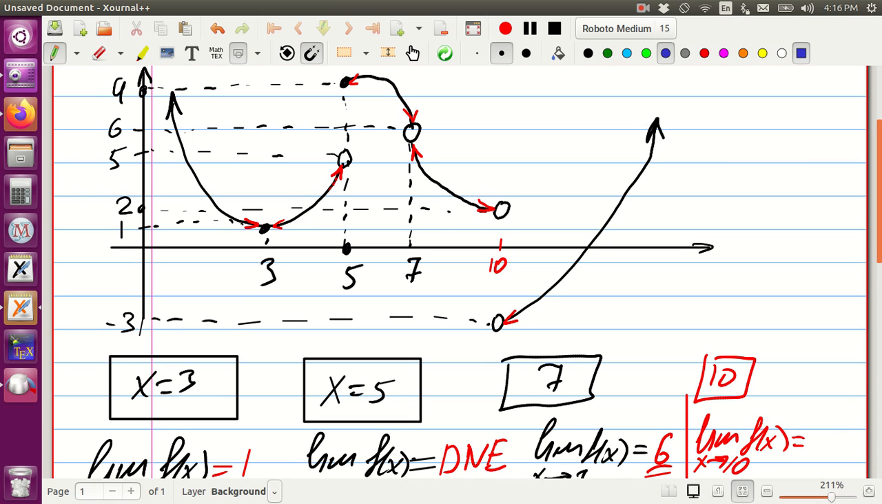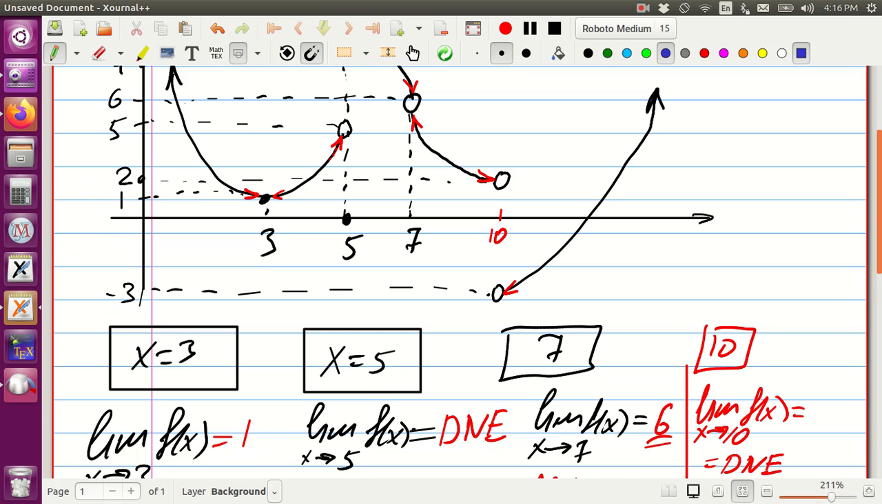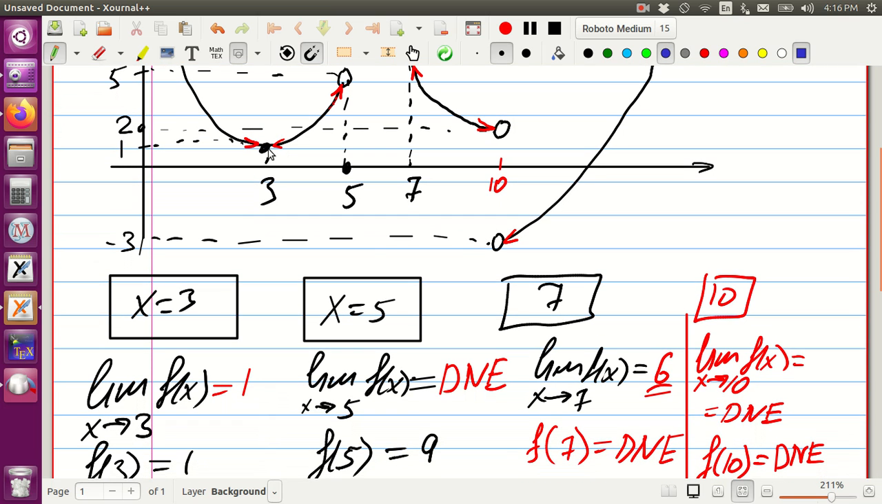So let's see. We want to find the limit when x approaches 3. So we look at this point, and as I said before, we trace the values when we're approaching 3 from left. And when we approach 3 from left, we're going over the function this way. And we see that we're approaching value of 1. And on the right side of 3, we can see that we approach 1 from the right side over here on the curve. So we concluded that the limit is equal to 1 and f of 3 was 1.